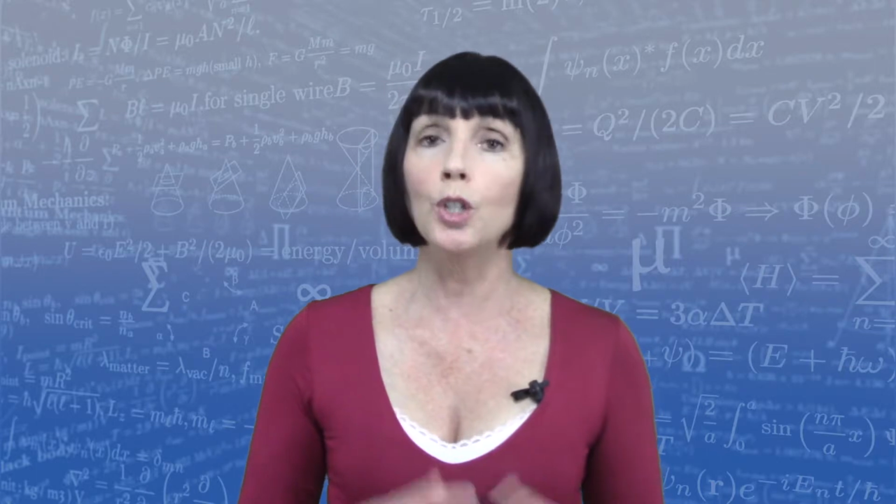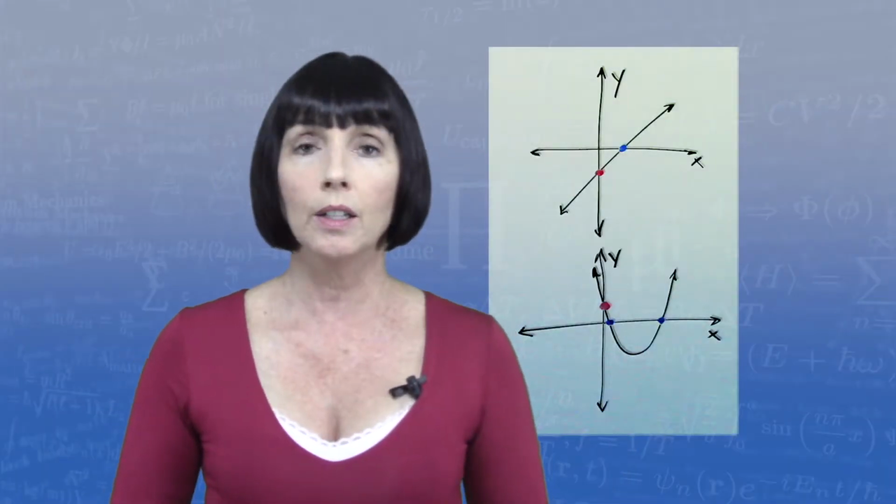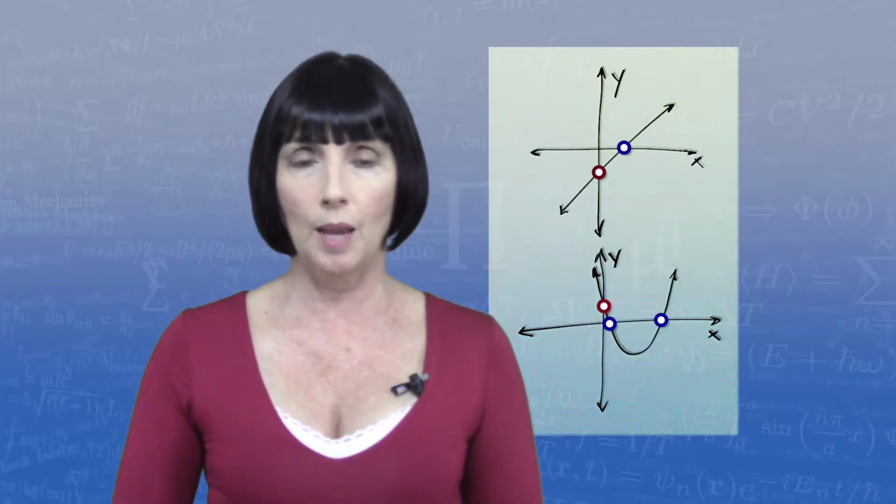A little terminology first. An x-intercept is where the graph of your equation intercepts or crosses the x-axis. And a y-intercept is where the graph of your equation crosses the y-axis. So, in our graphs here, the blue points are x-intercepts, and the red points are y-intercepts.